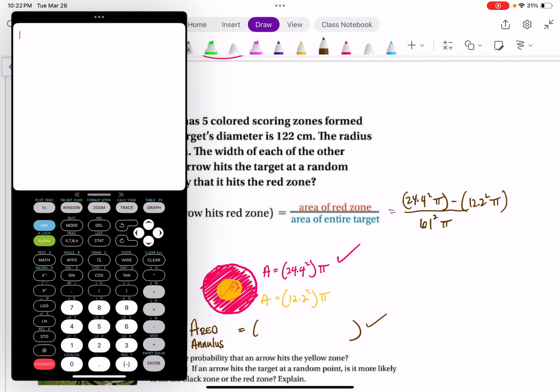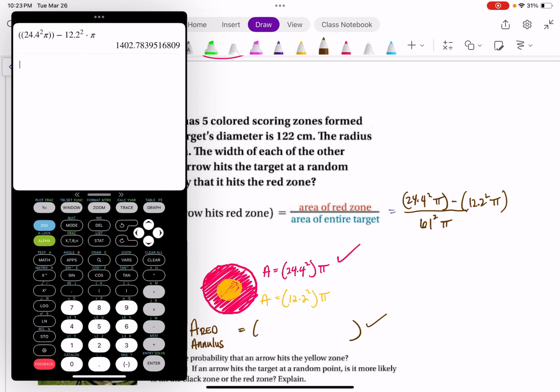So, I'm going to go 24.4 squared, times pi. And then we'll subtract 12.2 squared times pi. And you get that area there.